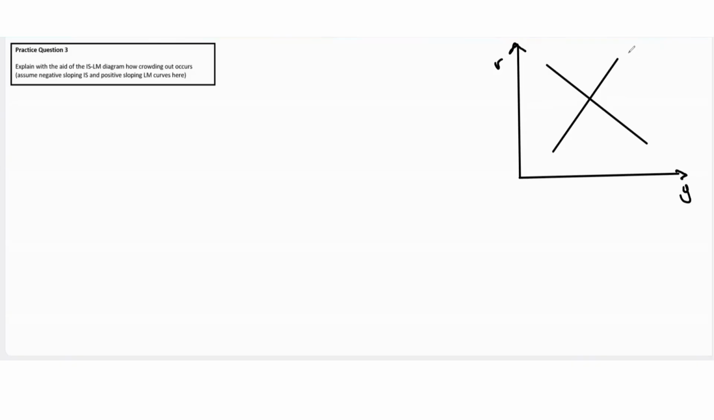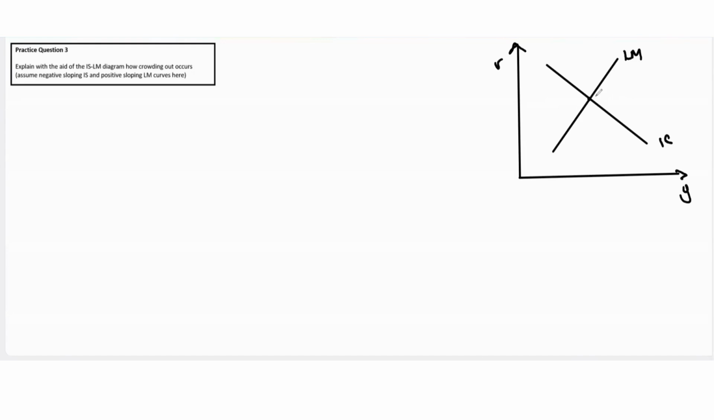For this, let's make our IS-LM diagram first, and then we'll understand the entire process of the increase in G. So let's make our IS-LM diagram here. This is our downward sloping IS curve, and this is our upward sloping LM curve. On the vertical axis, we're taking the real interest rate R. On the horizontal axis, we have Y. So this is LM and this is IS.